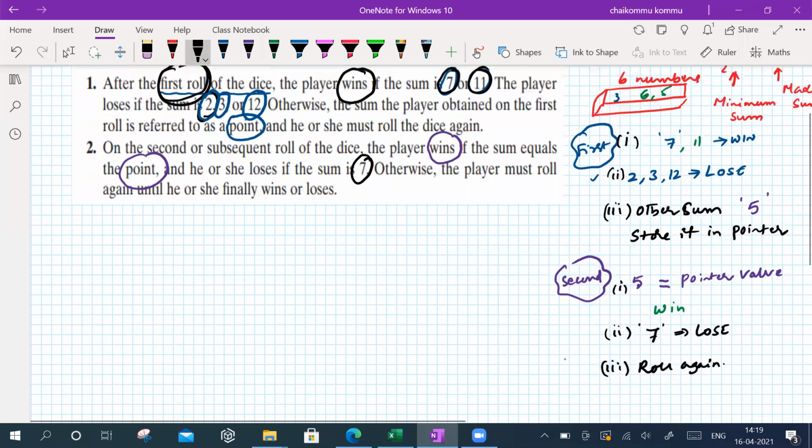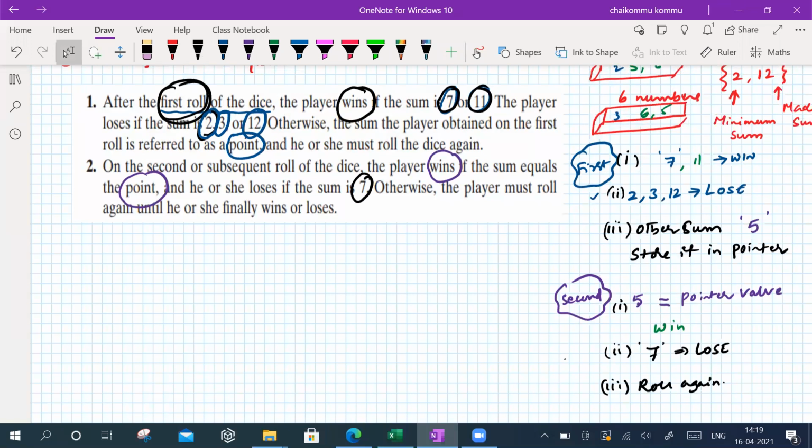Is my voice audible? Can you please help me to type? Yes, sir, audible. My voice is clear. Yes, sir, clear. Please type it in the chat box. Students, are you there? Okay, clear. Fine, thank you.